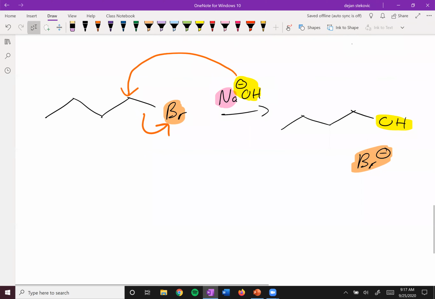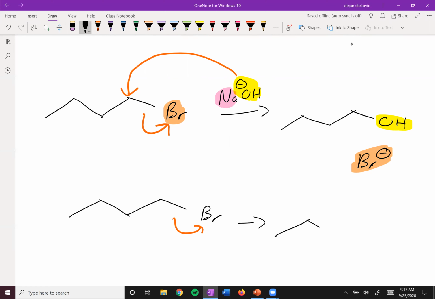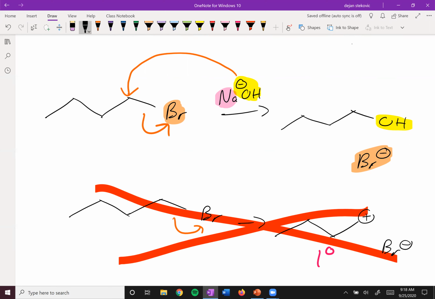If you think about doing this in 2 steps, maybe you're thinking, oh, maybe first the bromide leaves, and then we're left with a carbocation. That's not going to be a very good idea because this is a primary carbocation, which is not very stable. So that's a subtle difference. We'll delve into these kinds of differences deeper later on.